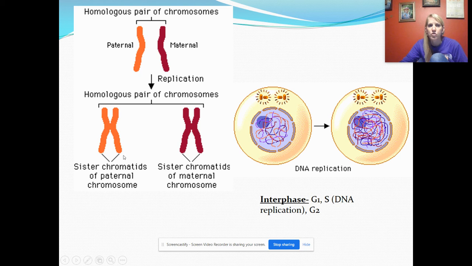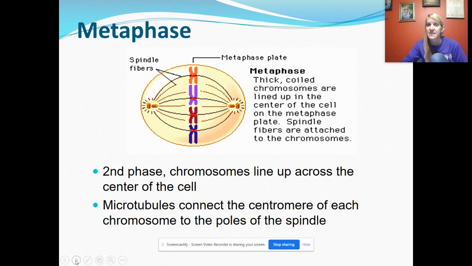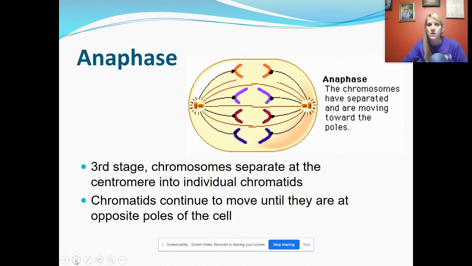A homologous pair of chromosomes have two sister chromatids. So two sister chromatids make up one chromosome. Prophase is the first stage, where the chromosomes condense. Metaphase is the second stage, where chromosomes line up in the middle. Anaphase is the third stage, where the chromatids split at the centromere and go to opposite parts of the cell.